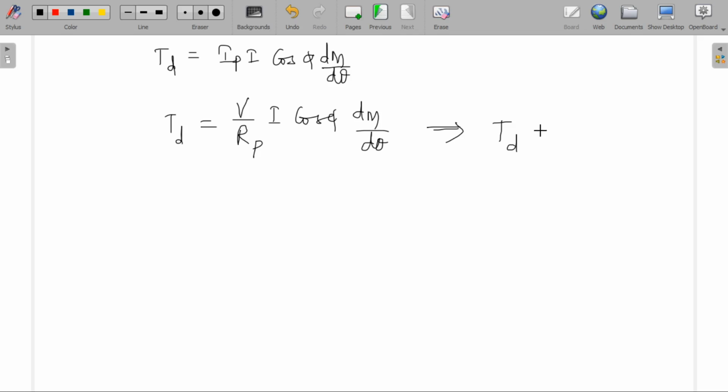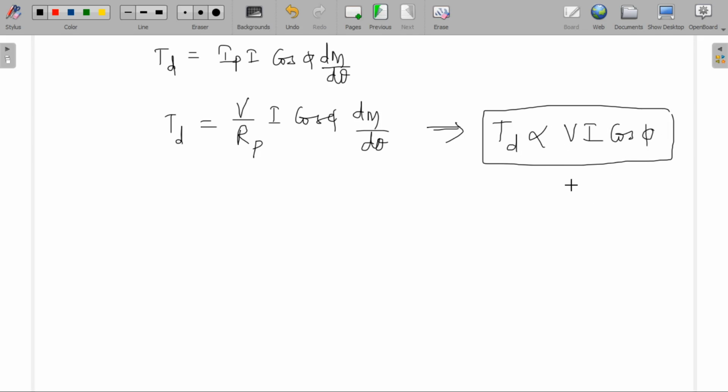From this equation, TD is directly proportional to VI cos phi, that is, TD is directly proportional to AC power. So this instrument can be used as a wattmeter, for the measurement of power like this. As TD is directly proportional to VI cos phi, the deflection is directly proportional to VI cos phi, the AC power.